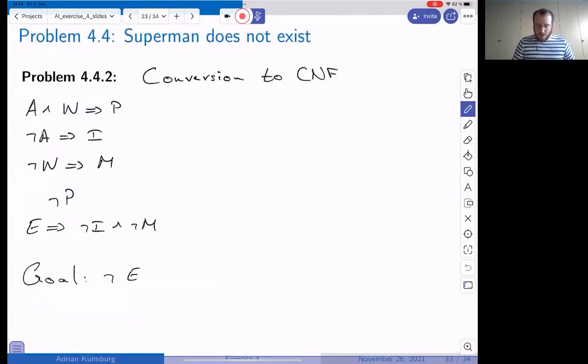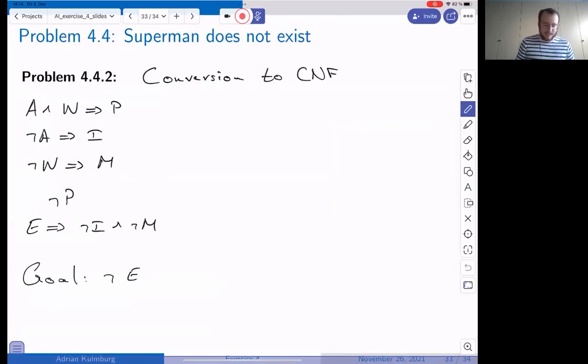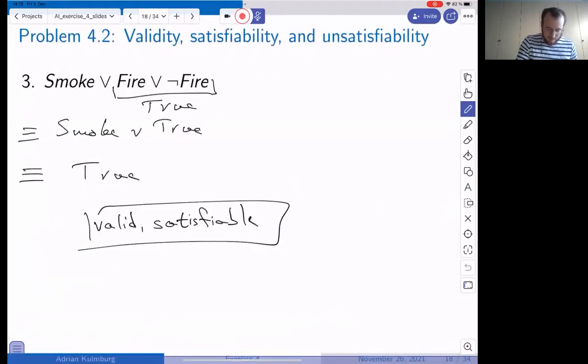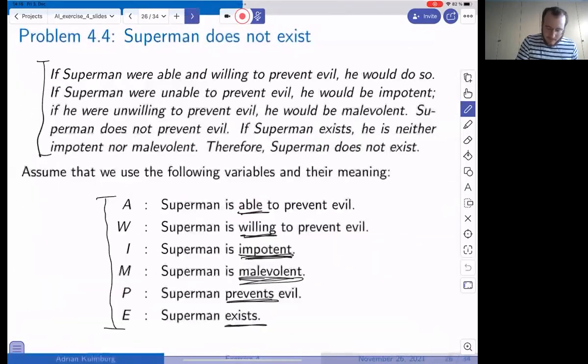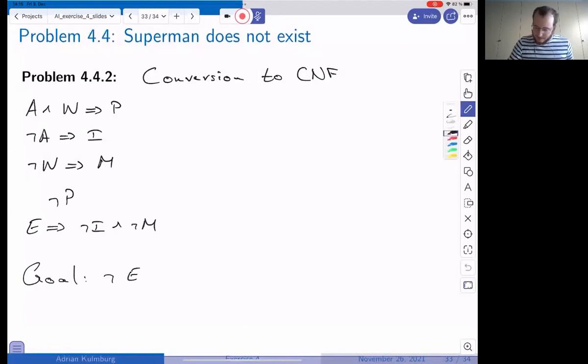So the first step is that we need to convert everything to conjunctive normal forms. I'm going to do this a little bit fast now because it's not necessarily extremely interesting. Basically, it's the same mechanisms that we used in problem 2, where you transform everything into an easier form. So let me go back here. Again, you just eliminate the implication, you use the De Morgan rule, and you use the distribution rule if you need it.